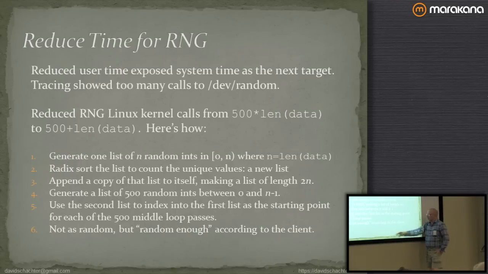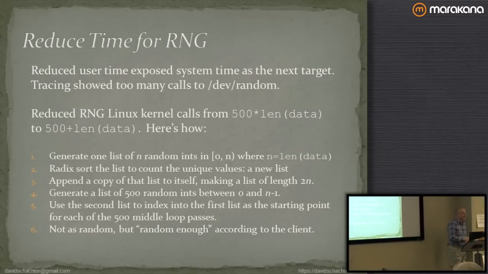The result is not as random as if we did 500 times the length of data, but random enough, according to both the analyst who looked at it and also running the code and getting the same results. Again, good enough is perfect. Let's move on. We're not physicists who want the correct answer. We're engineers who want an answer that's good enough.